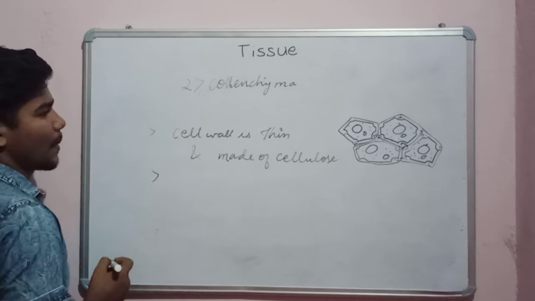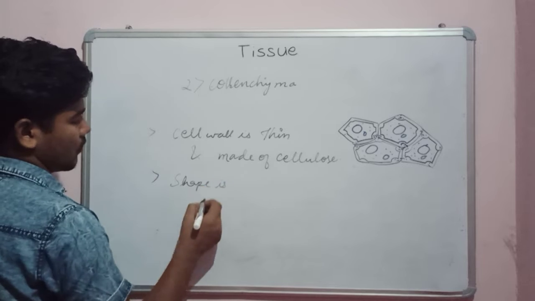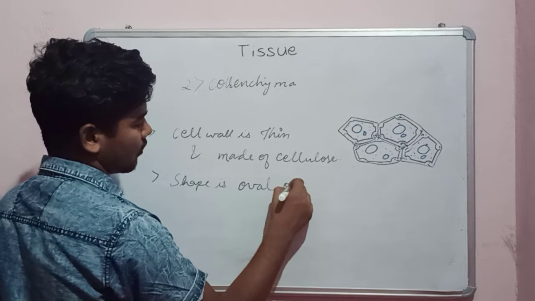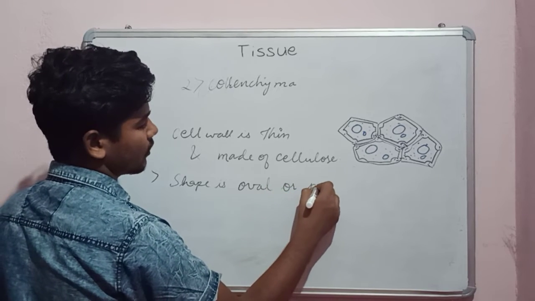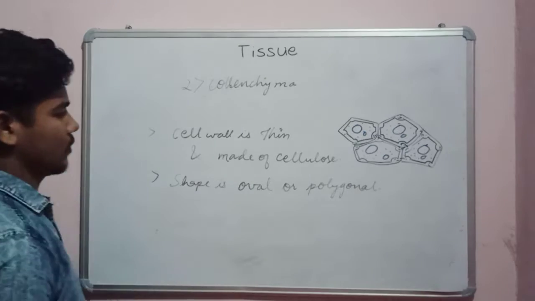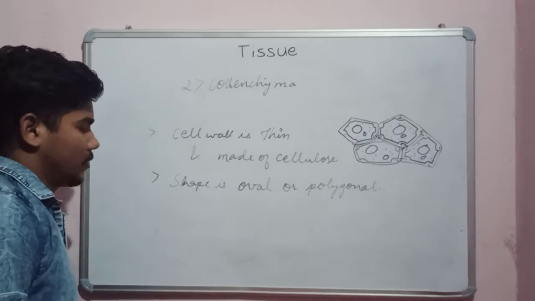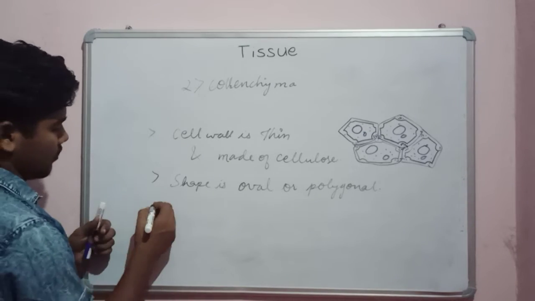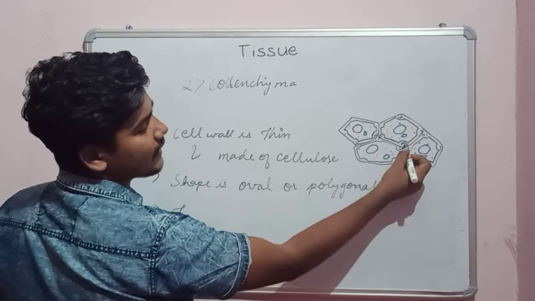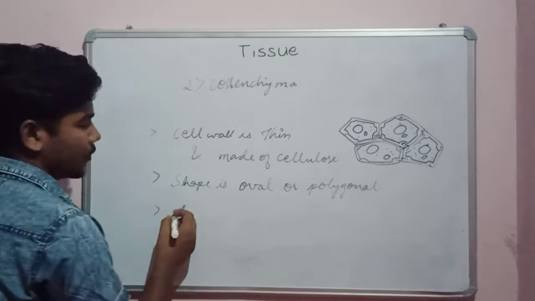Second line will be: the shape is sometimes oval or polygonal. You might be seeing there is uneven thickening at the corners of the cell. That thickening is due to the deposition of pectin.